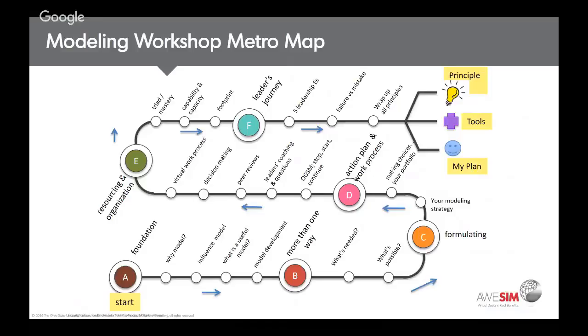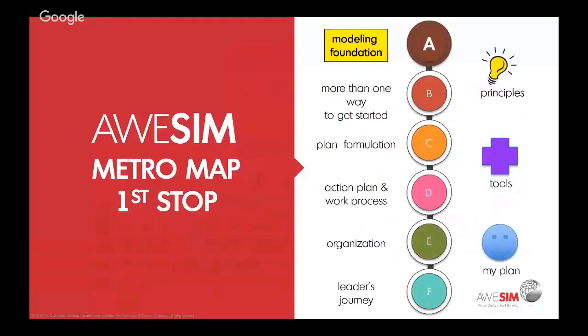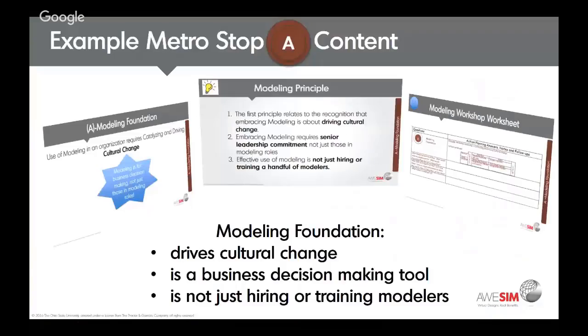So let's look at the first stop, and I'll just have a slide or two on each of these stops to summarize. The first stop is this A stop of what we call the modeling foundation. The idea behind this is that you have to understand this is going to drive cultural change. It's not just about hiring some people and saying, okay, go do something. It's really about incorporating this into your business decision making. So there are some slides and some principles associated with that.